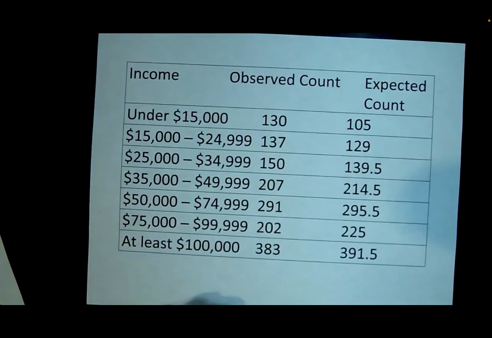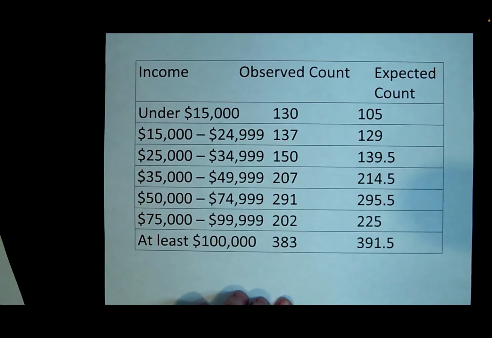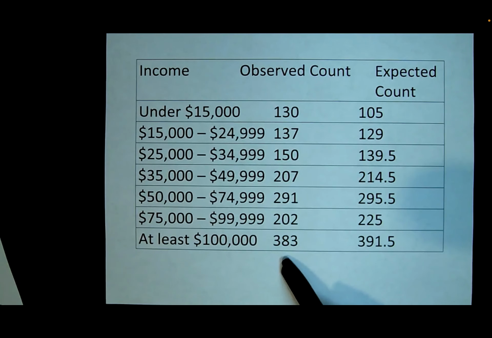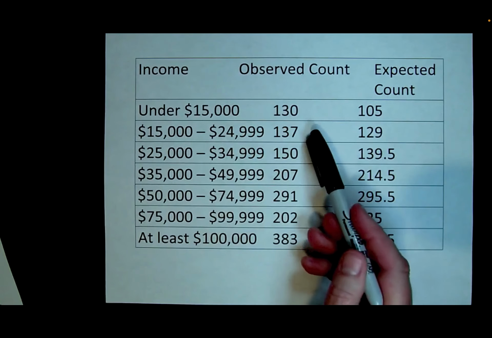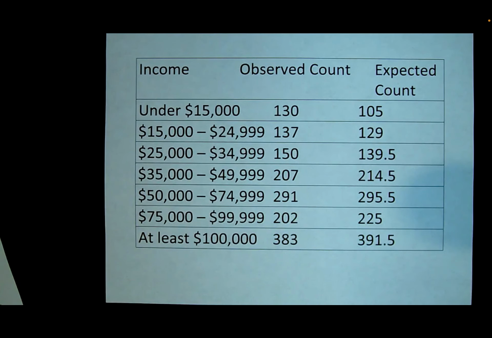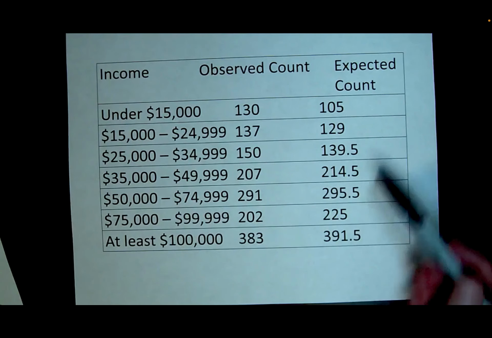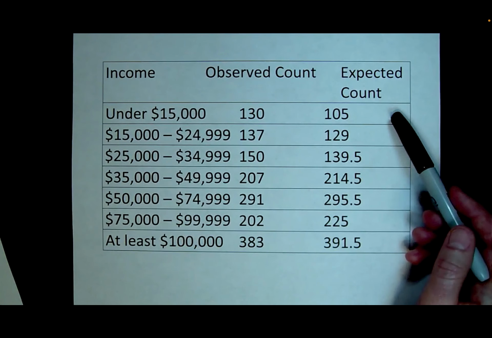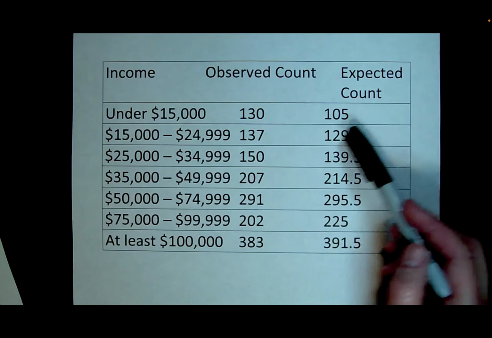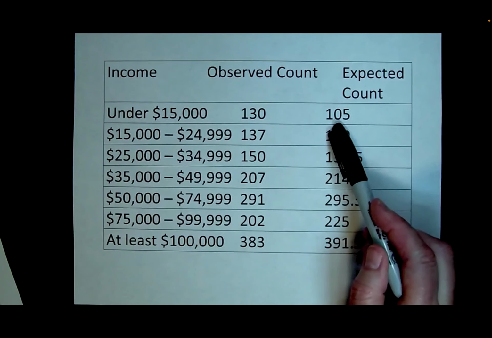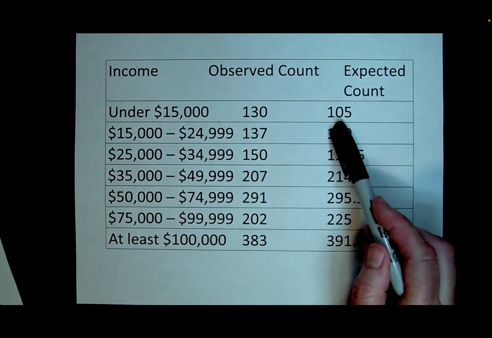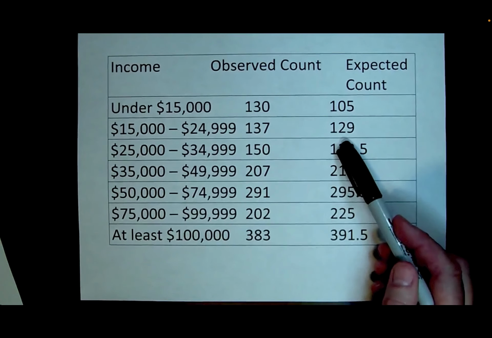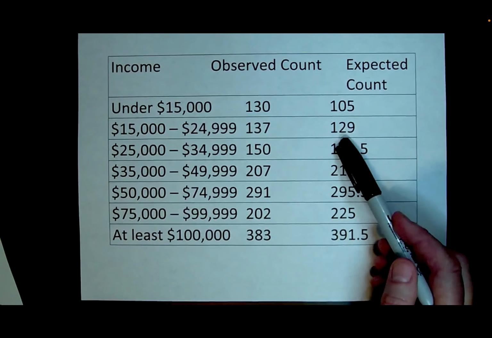Okay, so here's the table. Here's what she observed. These are her 1,500 households. 130 of them fell into the first category, 137 into the second, etc. These expected counts are exactly what we computed earlier. So these are from our work where we took the year 2000 probability of being in category 1 and multiplied it by the 1,500 households. Year 2000 probability of being in category 2, and we multiplied it by the 1,500 households.